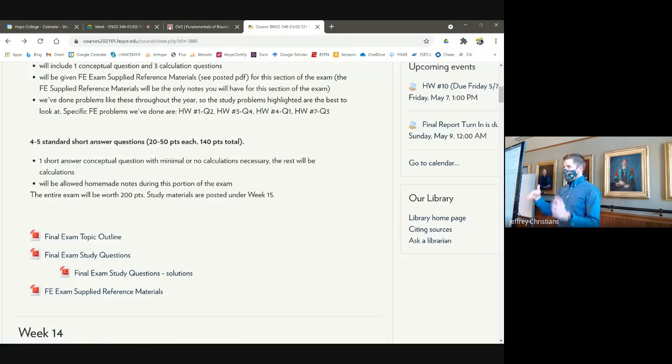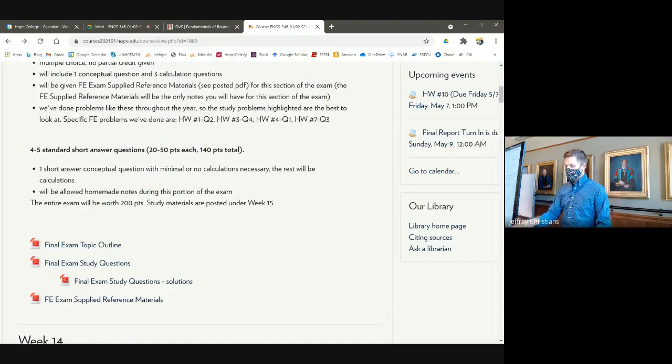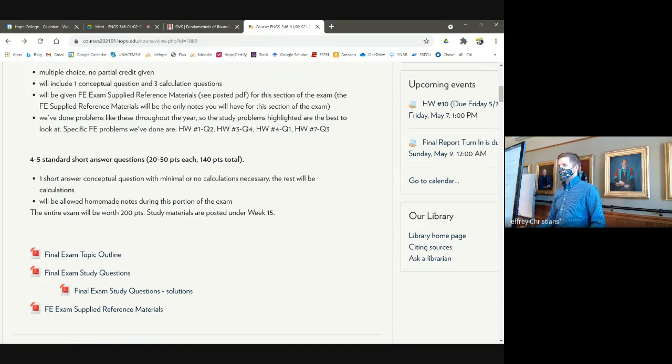Then we'll do the FE part. You'll turn it in and then get the rest of the exam. The rest of the exam will be similar types of problems to what we've done on previous exams and quizzes.